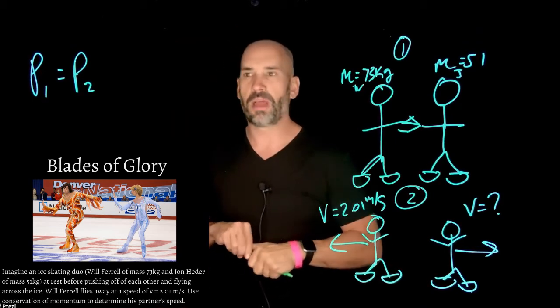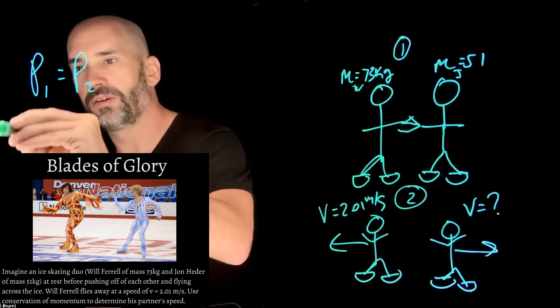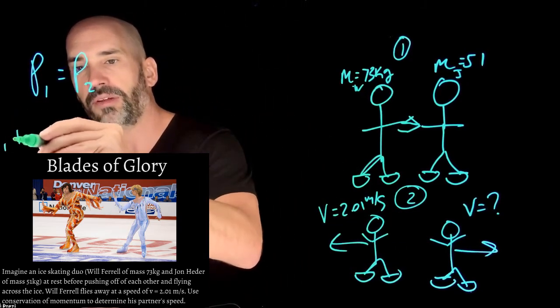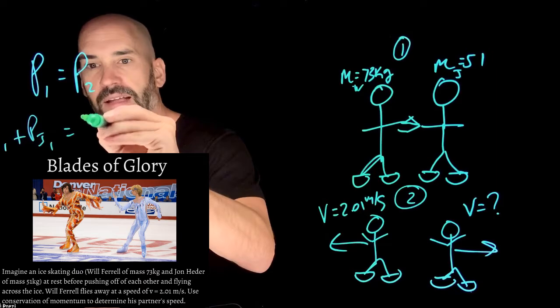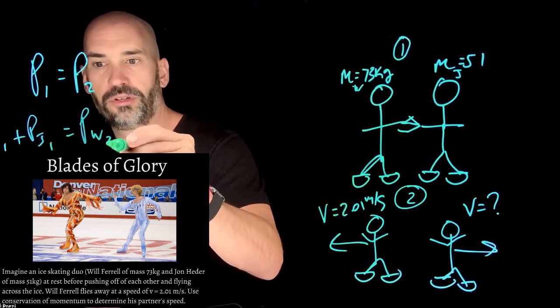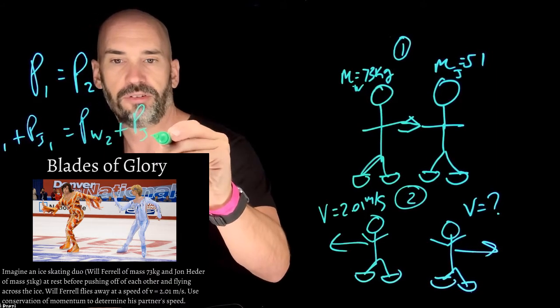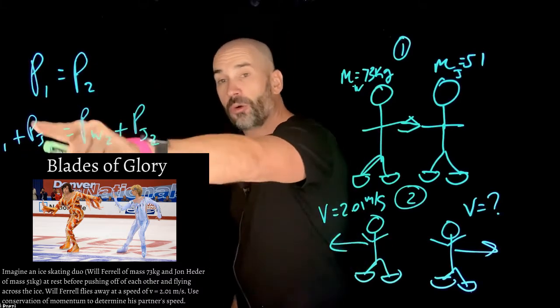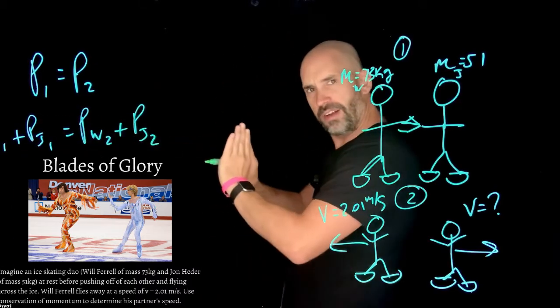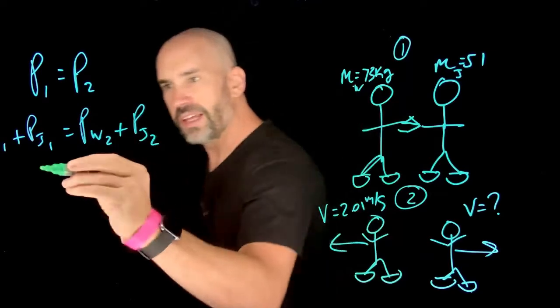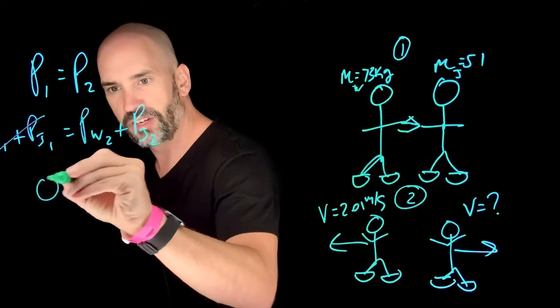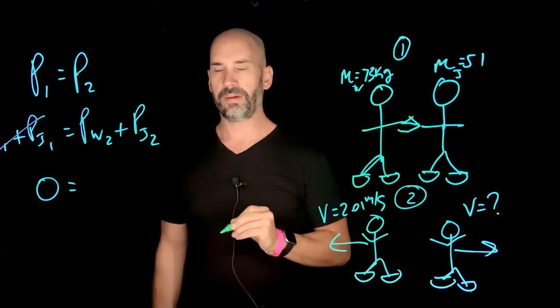What momentum do we have before? Well, we have the momentum of Will Ferrell 1 plus the momentum of Jon Heder 1, and then the momentum of Will Ferrell 2 plus the momentum of Jon Heder 2, right? But here, they're at rest. They're both at rest, just ready to push off each other, right? So this whole thing here is just 0, right?